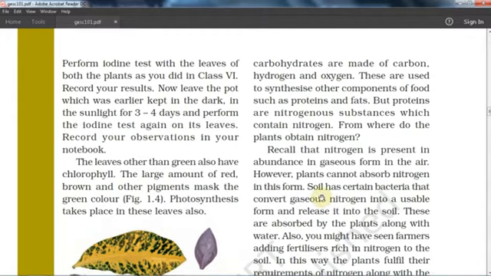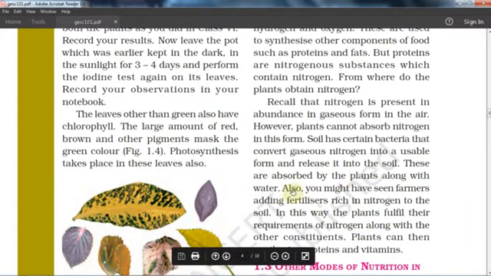There are various methods according to the plant. For some plants, the bacteria which the soil has convert this gaseous nitrogen into a usable form and release it into the soil, and then those plants get it to make their proteins. So these are absorbed by the plants along with water.